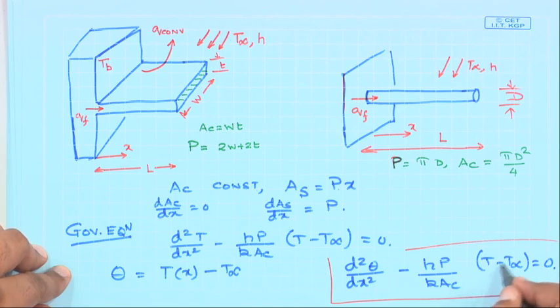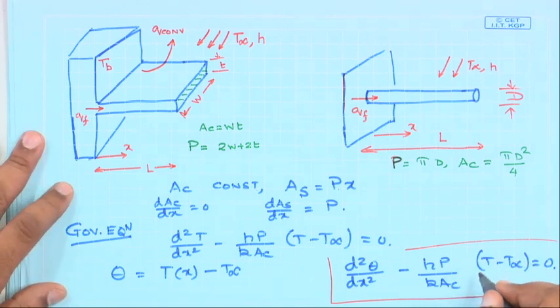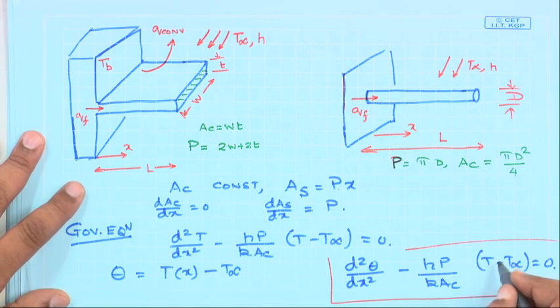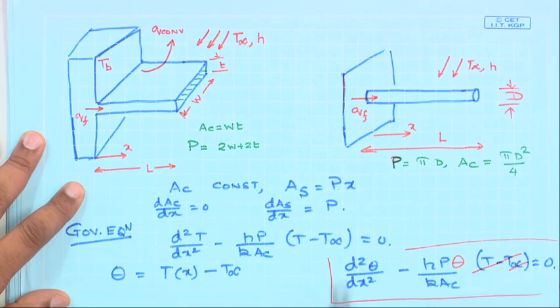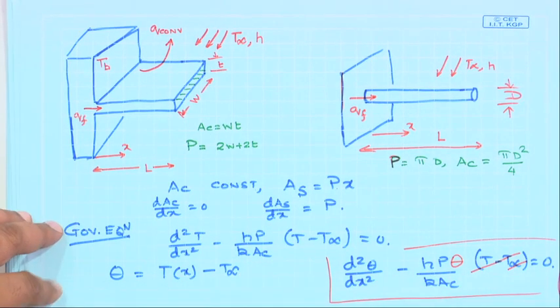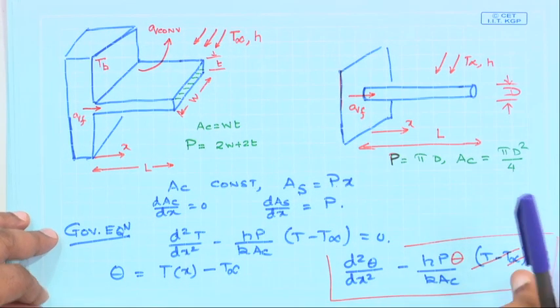In fact, instead of using this, I can simply write this in terms of theta, as T minus T infinity is defined as theta. So, what is the governing equation once again?